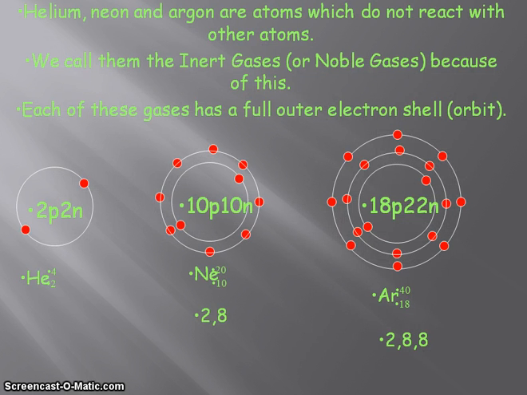Helium, neon and argon are atoms which do not react with other atoms. We call them the inert gases, or noble gases. Each of these gases has a full outer electron shell. You can easily see here through pictures. These are pictures showing helium, neon and argon and their electrons in shells.